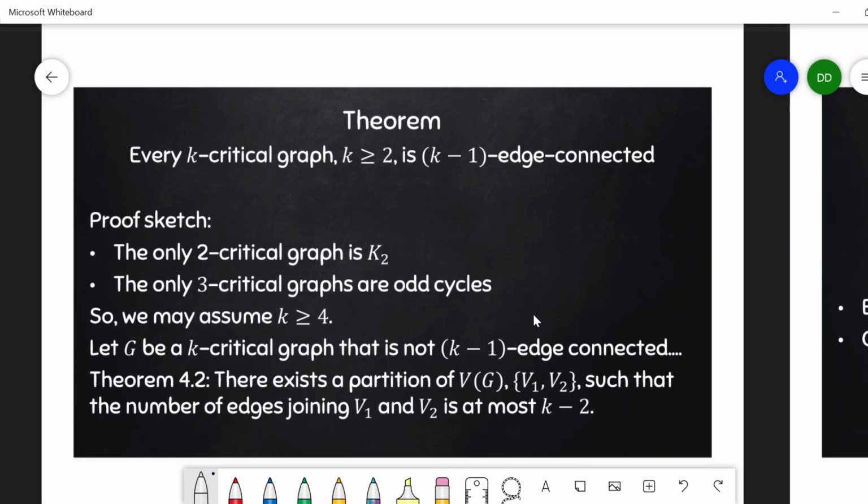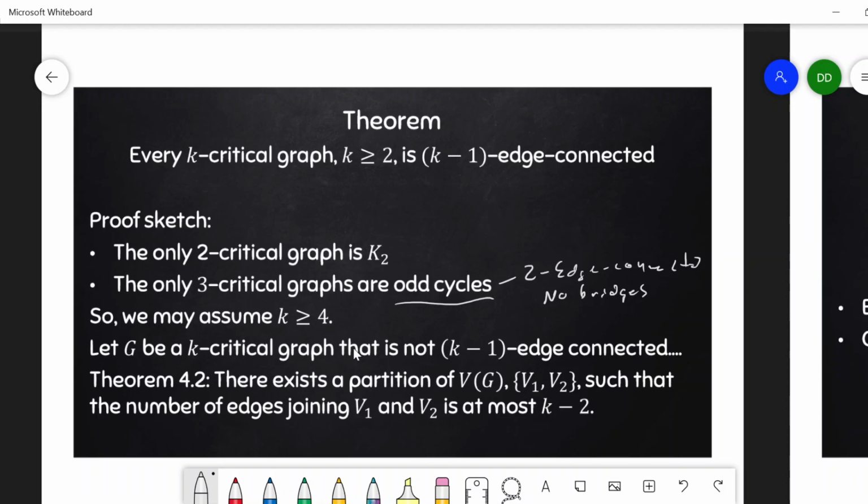The 3 critical graphs, as we saw before, are the odd cycles, and odd cycles, of course, contain no bridges, and so they are 2 edge connected. Remember, that means no bridges. And so we'll assume k is at least 4.